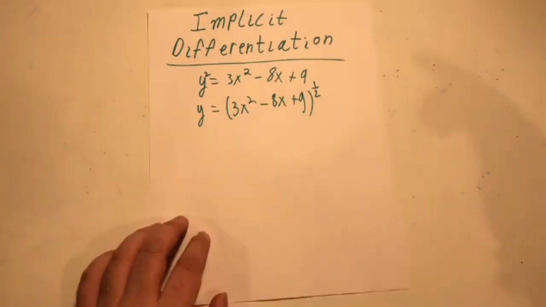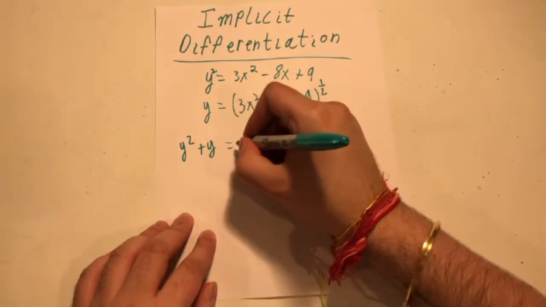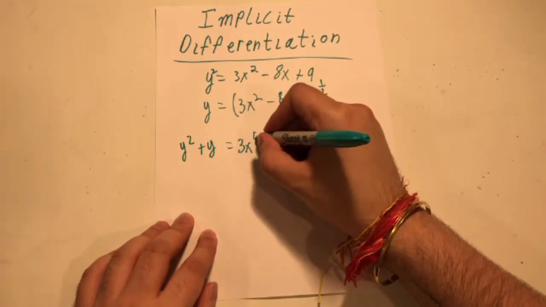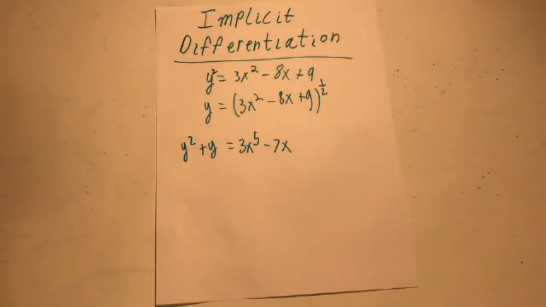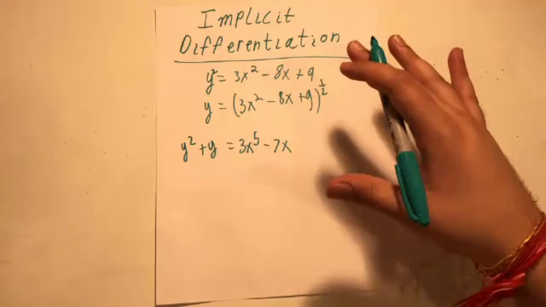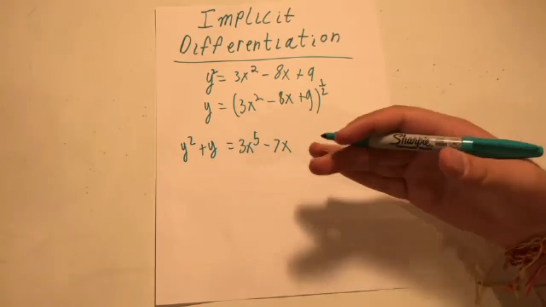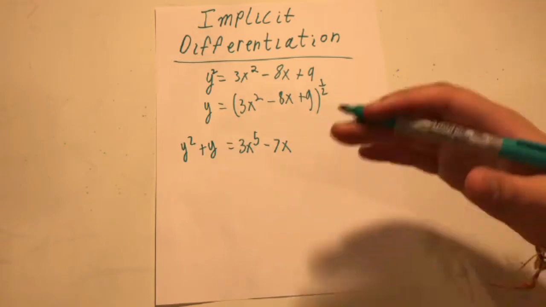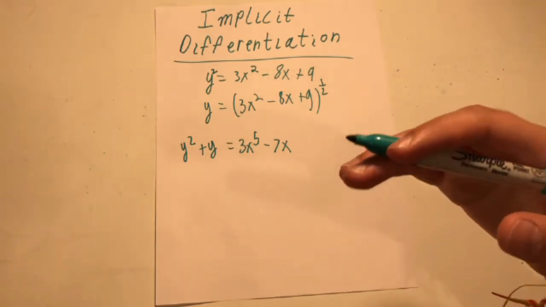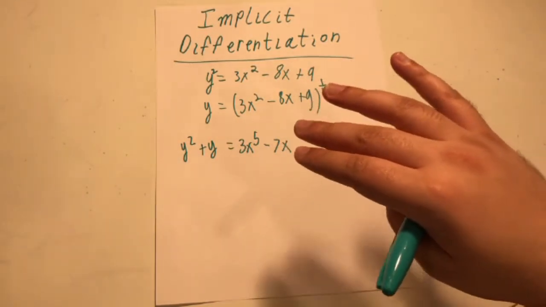Say you had to differentiate something that looked a little more like this: y squared plus y equals 3x to the 5th minus 7x. Think about how you would try getting y by itself in this situation. And I'll give you a hint: you can't. At least not easily. You could do a bunch of work and eventually isolate y, and you'd get something super messy after a lot of work over a long period of time, and then trying to take the derivative of whatever this ends up being is not even something I would attempt to do.